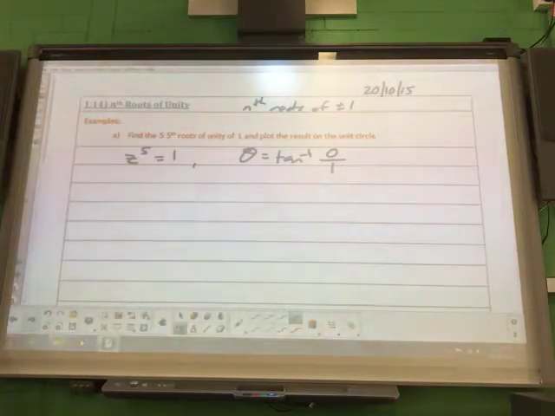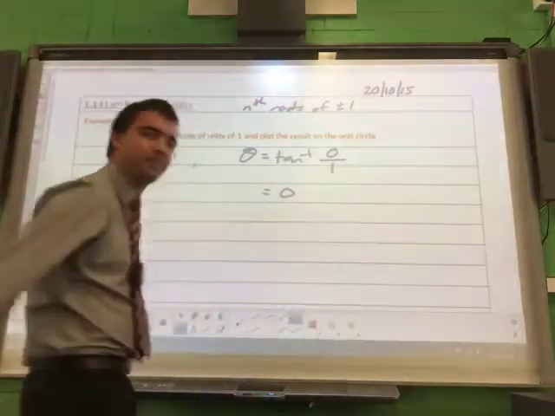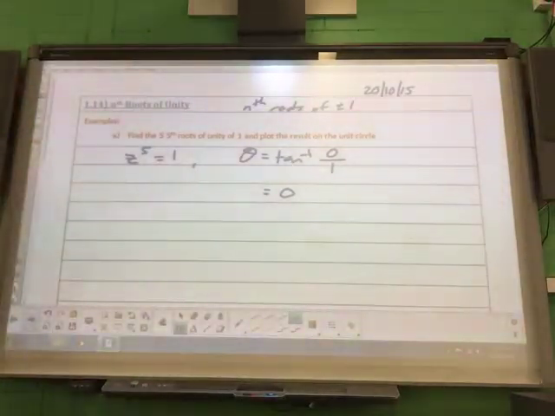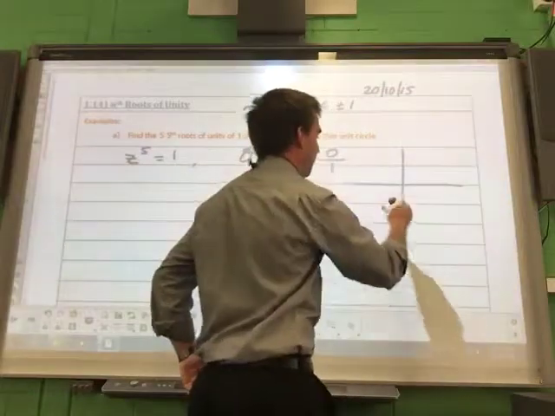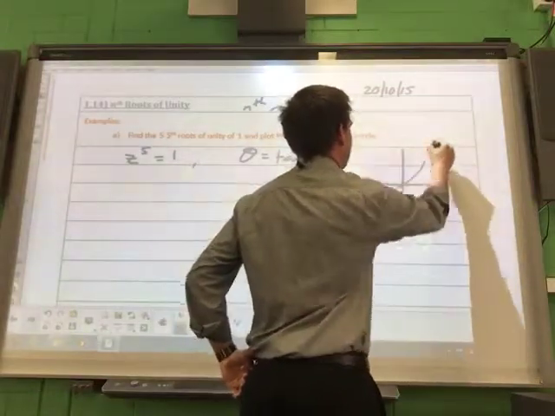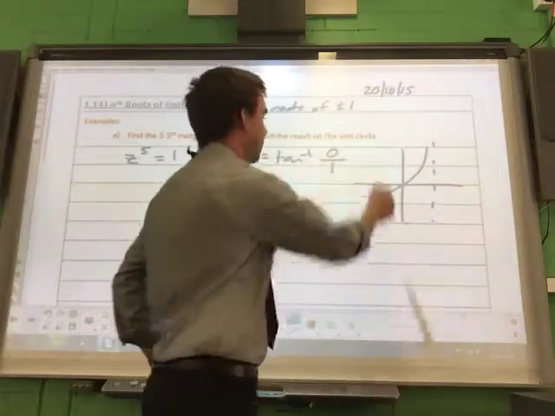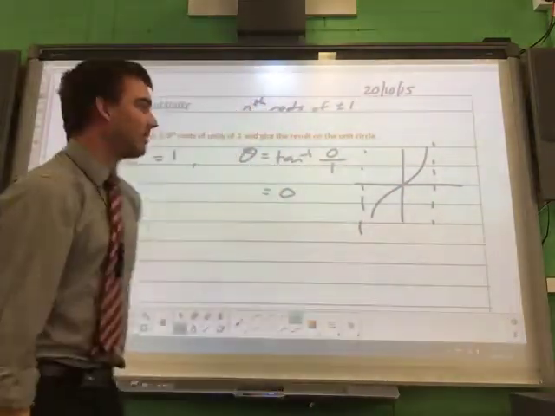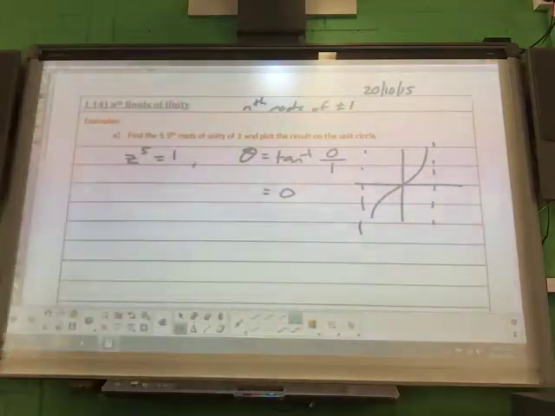Logically, what's tan inverse of 0? Zero. Have you seen a tan graph before? Something like that, asymptote there, asymptote there. So tan of 0 degrees is going to be 0.